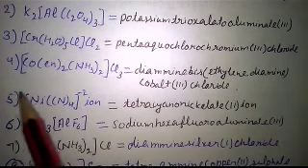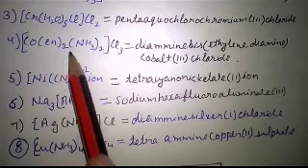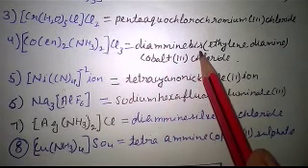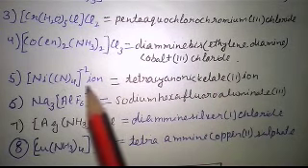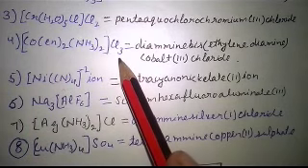Now there is a next example. In this example, there is [Co(en)2(NH3)2]Cl3. Its name is diamminebis(ethylenediamine)cobalt(III) chloride. In these examples, we take first the positive part, then the negative part.